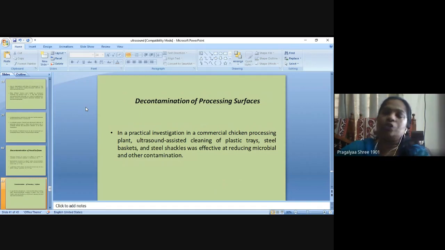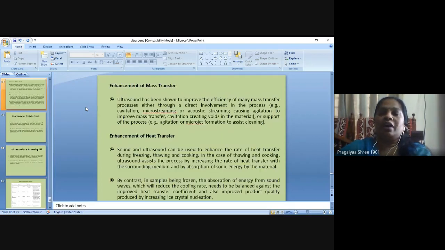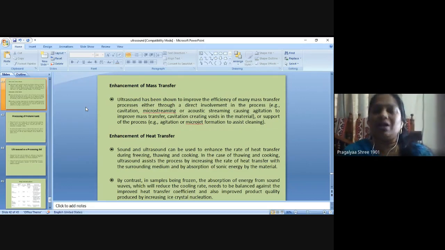Okay, so for that also you can use it. Surface decontamination is possible, and utensils also can be cleaned with this, and this also enhances mass transfer. So, enhancement of mass transfer: ultrasound has been shown to improve the efficiency of many mass transfer processes, either through a direct involvement in the process, like cavitation or microstreaming or acoustic streaming causing agitation to improve the mass transfer process, or cavitation, or else it will create cavities in the material, thereby mass transfer is enabled in this case.